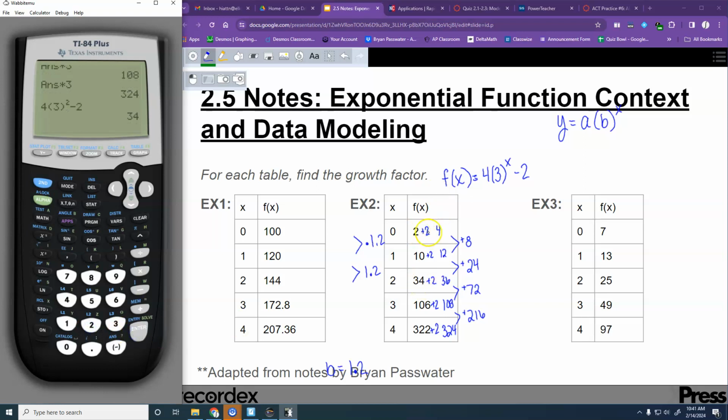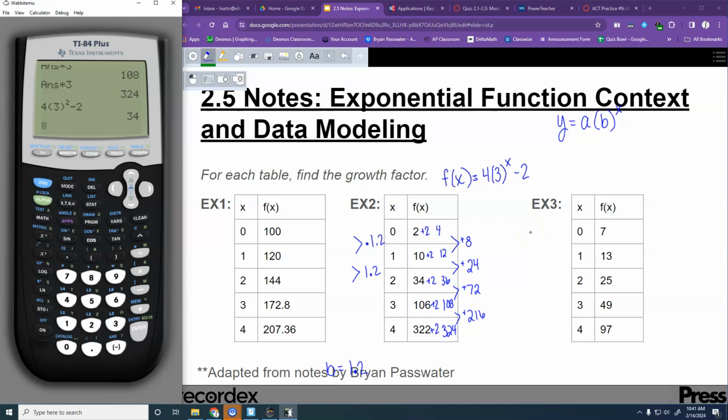So like here I had to add 2 to get numbers that would work. But when I write this equation, I'm not using 4, 12, 36, 108, 324. I'm going backwards, so I had to subtract the 2 in the equation.